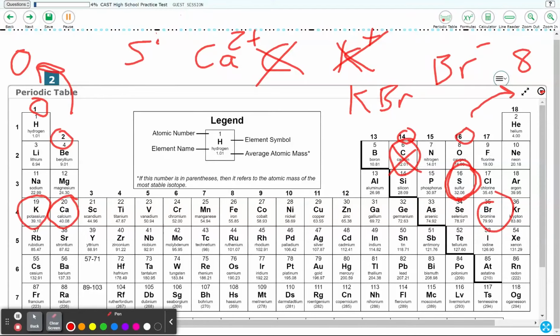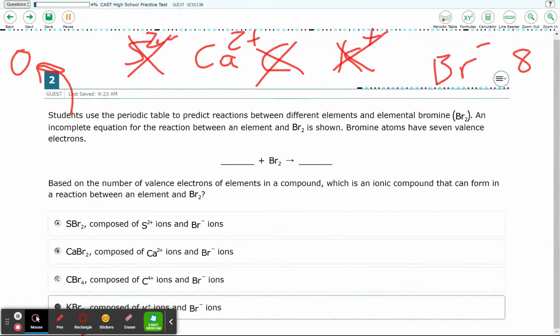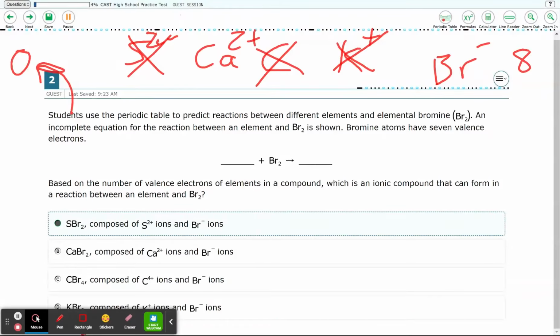It would get to 8 easier than getting to 0. So it wants to gain 2. So it would actually give you a 2 minus option. And we were only given the option of it being S2 plus, which doesn't actually happen. It would be S2 minus.